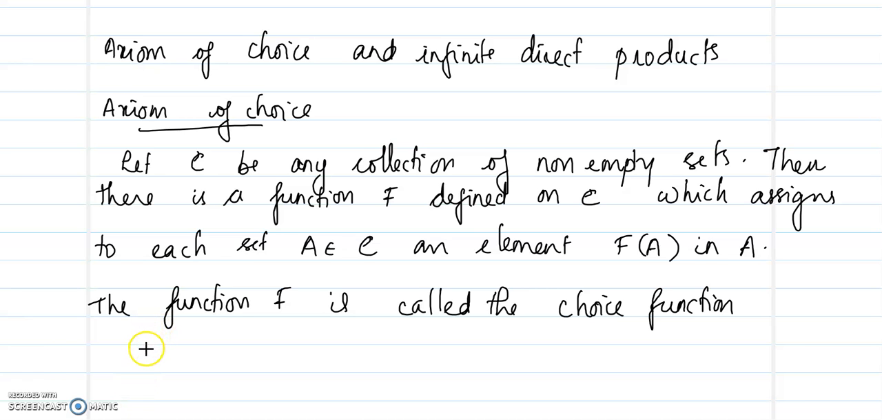Regarding the axiom of choice, if you look at the collection C, that's a collection of non-empty sets. This collection can be either finite or infinite. So the axiom of choice is valid when you have a finite collection or an infinite collection of sets.